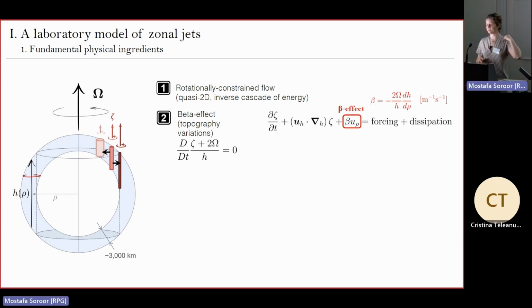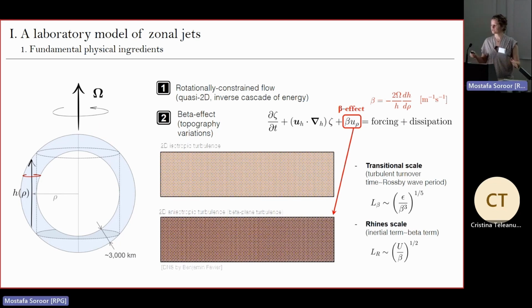If you look at the equation describing the system, here I considered only the very simple 2D vorticity equation. The consequence of the beta effect is that it will add a new linear term in this equation, where the beta parameter depends on the variation of the fluid height, h, with cylindrical radius. So the fluid height is measured parallel to the rotation axis.